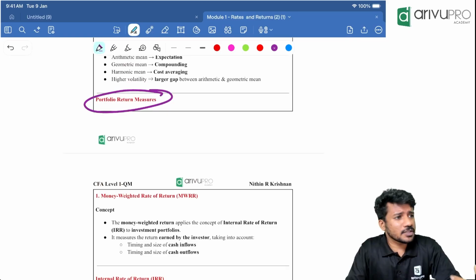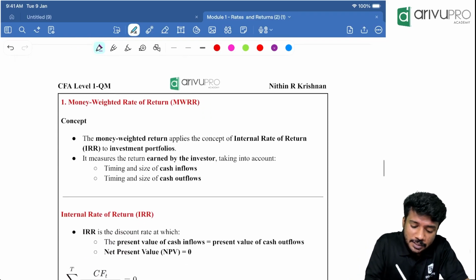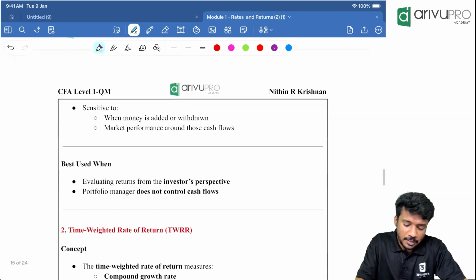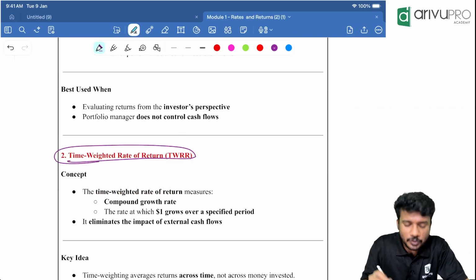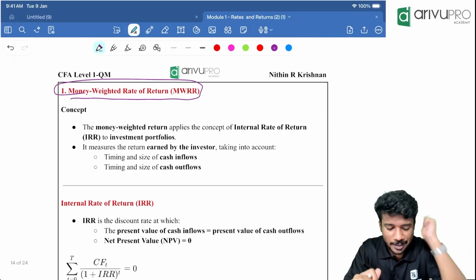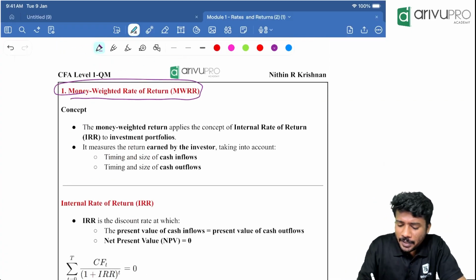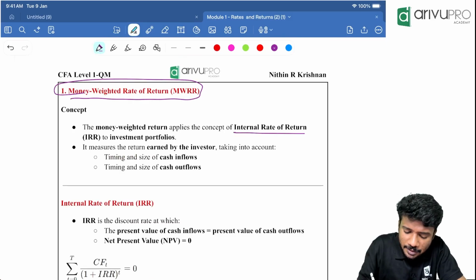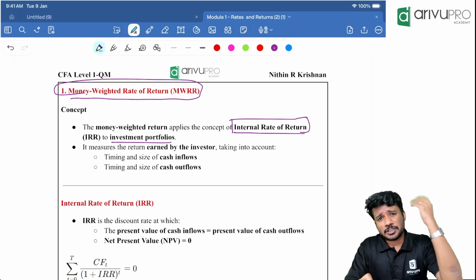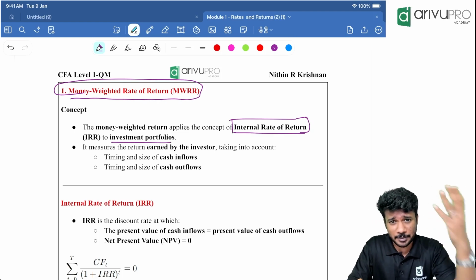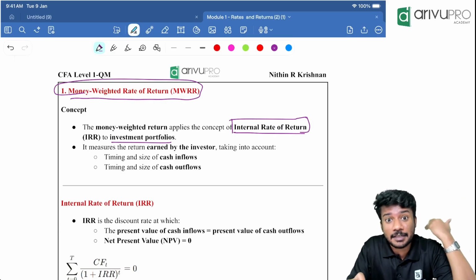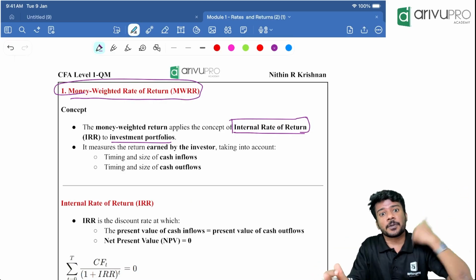The portfolio measures we are going to discuss are, first, money weighted rate of return, and second, time weighted rate of return. In money weighted, we apply the concept of internal rate of return to our investment portfolios. We can have multiple portfolios, right? We can invest in gold, stock, land, and multiple other portfolios. That is possible for us.